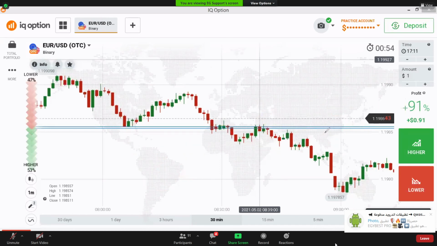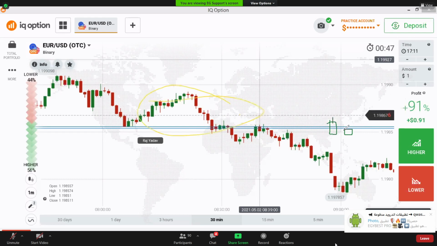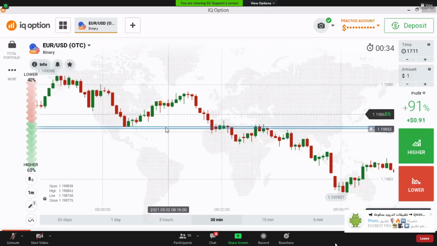So here, if the market breaks this level like this, then try to avoid it. You have an opportunity only if the candle closes below the level like this, or if the candle closes between these two lines, you can also place a lower option trade because it's a complete SNR level. I will try to draw one more level again.